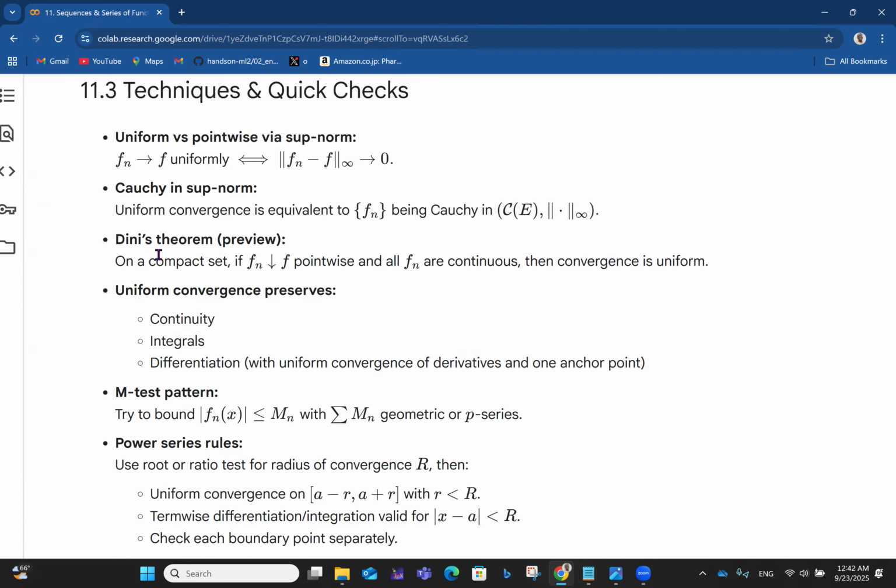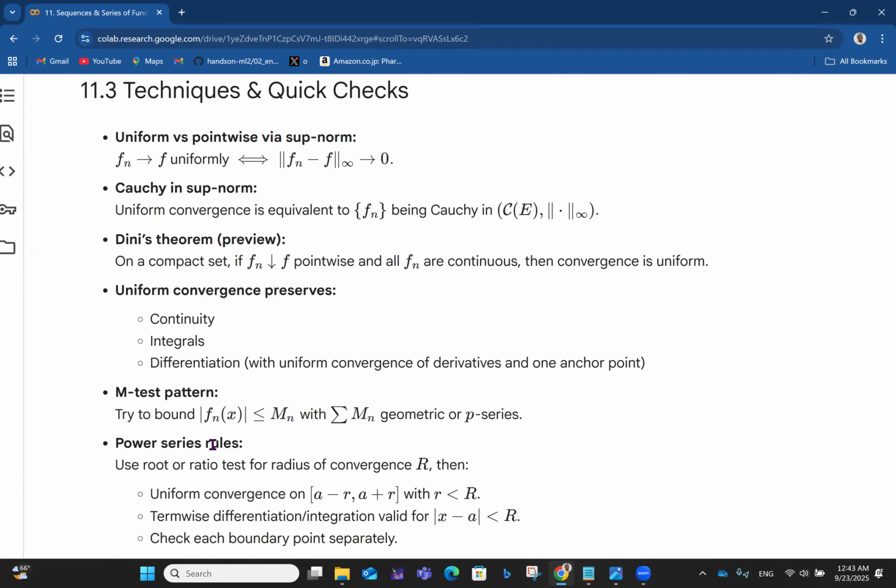Then you have Dini's theorem, a preview of that. On a compact set, if Fn approaches F pointwise and all Fn are continuous, then convergence is uniform. Then you have the fact that uniform convergence preserves continuity, integrals, and differentiation with uniform convergence of derivatives and one anchor point. Then you have the M-test pattern. So try to bound the absolute value of Fn of x by less than or equal to Mn, with the summation of Mn a geometric or p-series.